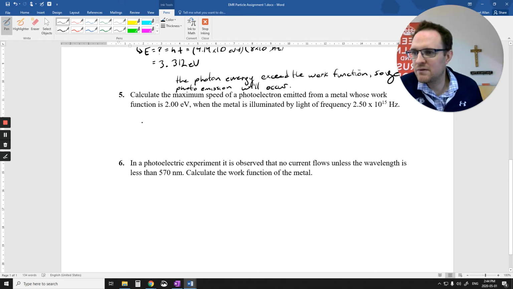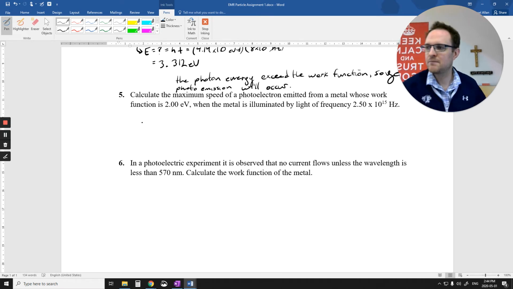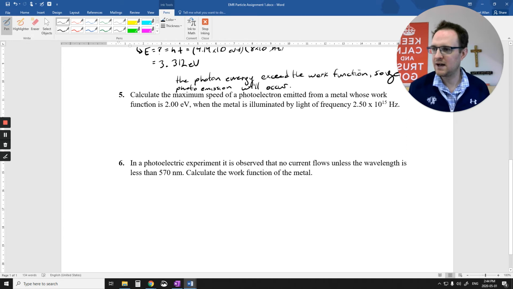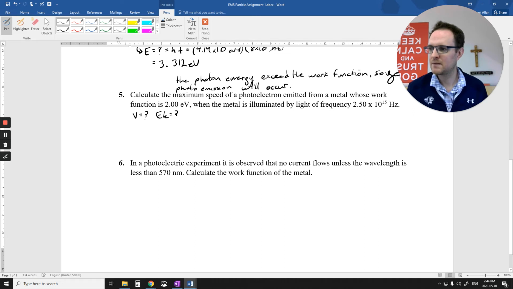Calculate the maximum speed of a photoelectron emitted from a metal whose work function is 2 electron volts when illuminated by light of frequency. Okay, so to find out the speed of this, I need to find out the kinetic energy, my EK. That's a really big K there. Because after I find that, I can use this 1/2 mv squared formula to find the speed. But to do that, I'm going to have to determine the kinetic energy.